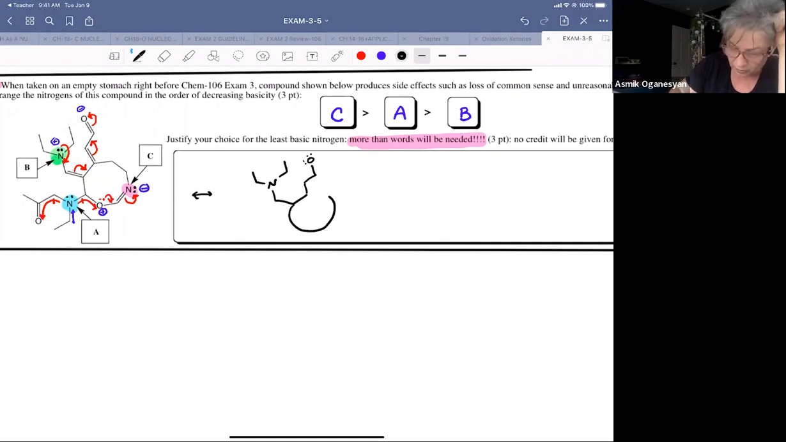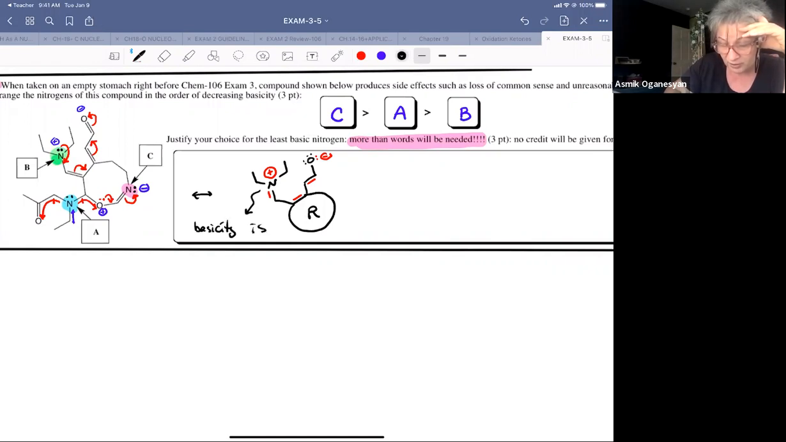I'm going to just do this over here. I'm allowed to do that because I'm really not interested in the rest of the structure. So let's see. We've moved electrons here, here, here, and over here. Nitrogen gets a formal positive charge. And as we can see here, basicity is disabled. And that is our justification.